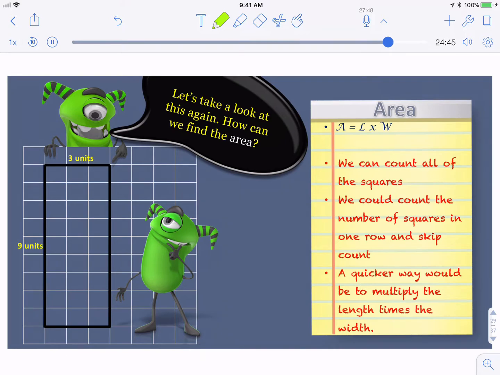So we've counted every square so far. We've skip counted each row. This time we're going to take the length, which is 9, times 3. 9 times 3 is 27. If you have a difficult time with using that method, then you could skip count rows, or you could count each square if the squares are available. Most cases, they won't be available, so you really need to learn your multiplication facts if you don't know them yet.